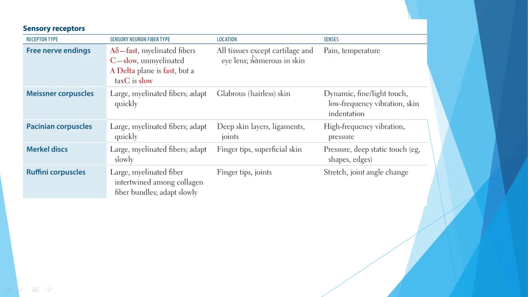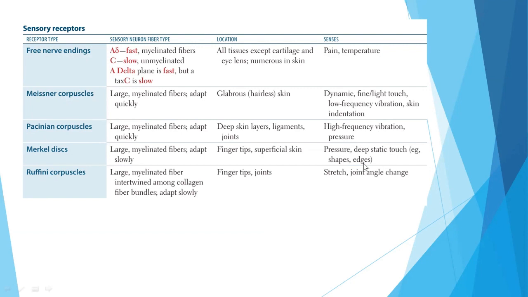Mnemonic: all tissues except cartilage and islands contain free nerve endings, and they carry sensations like pain and temperature. The Meissner corpuscles are large myelinated fibers which adapt quickly, and they are present in glabrous or hairless skin. They carry sensations like dynamic, fine, light touch, low frequency vibration, or skin indentation. The Pacinian corpuscles are large myelinated fibers which also adapt quickly, and they are present in the deep skin layers, ligaments, and joints. They carry pressure sense or vibration sense.